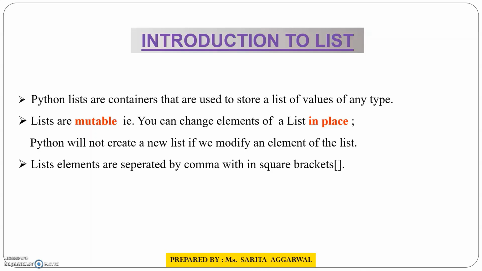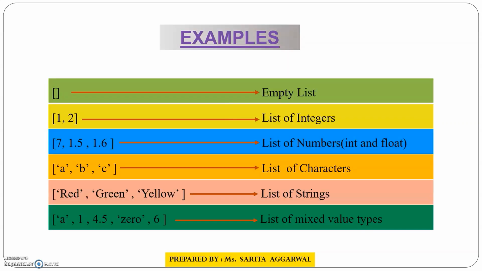Next is lists are mutable. That means we can modify the elements of a list in place. In place means in the existing list. In Python, it will not create a new list if we modify an element of the list. Next, list elements are placed within the square brackets and all these elements are separated by commas.